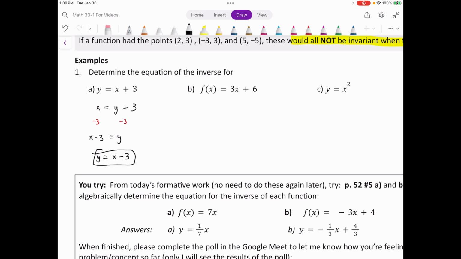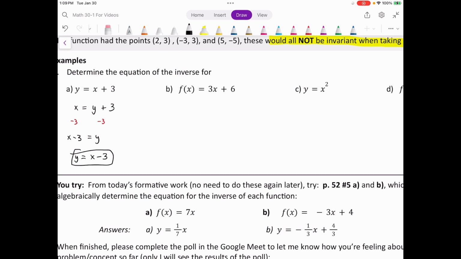That's it. Okay, let's do this one. f(x) equals 3x plus 6. I mean, we know f(x) means y, but I might just write that in so we can really see it. And here's what I'm going to do. Ready? I'm going to swap x and y.